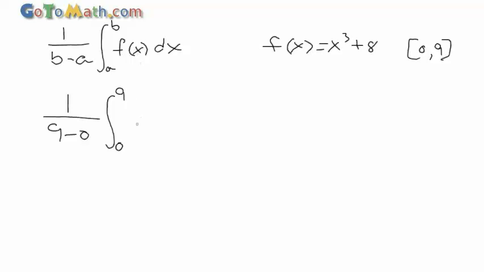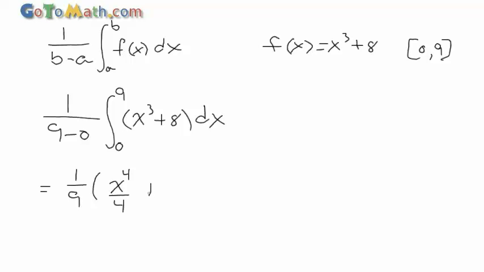Our f of x, which is x cubed plus 8, dx. We'll write equals here. So we have 1/9, and we'll go ahead and take the integral here. So we have, let's start parentheses, x to the 4th over 4 plus 8x, going from 0 to 9.